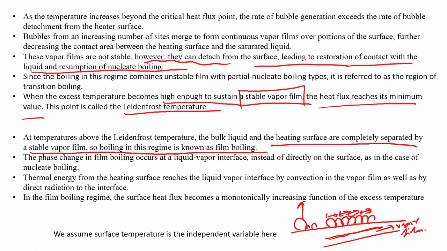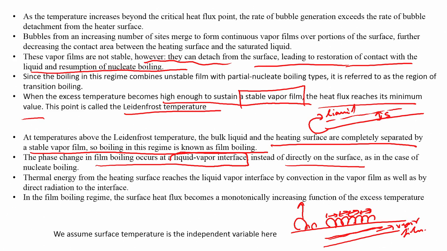This is called film boiling. The phase change in film boiling occurs across the liquid vapor interface instead of directly on the surface. So, there is a liquid and a vapor, and that is how the heat is transferred. If this is the surface, there is a vapor film of thickness delta that sits over it, and then you have the liquid. So, heat is not directly transferred from there to there; it passes through this vapor layer. It is basically a liquid vapor interface across which the heat is transferred. The thermal energy from the heating surface reaches the liquid vapor interface by convection in the vapor film. Within the vapor film there is convection, and that is how you get to the interface. It can also happen by direct radiation.